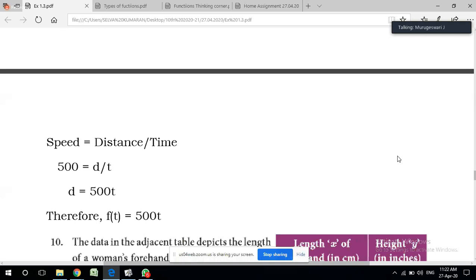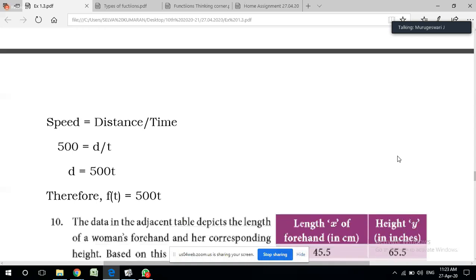Now the distance is expressed in time, isn't it? We expressed that distance in time. So d equal to 500 t. d means f of t. Okay, because we can write in function f of t, no, in t. Have you understood this? Very simple only.